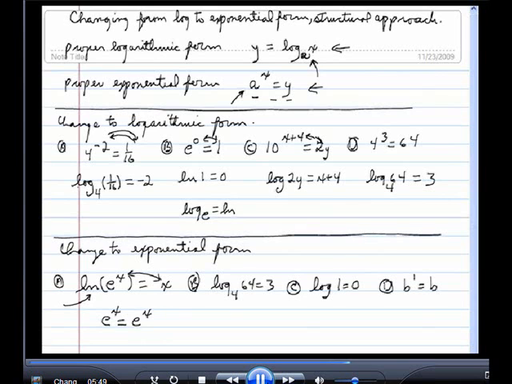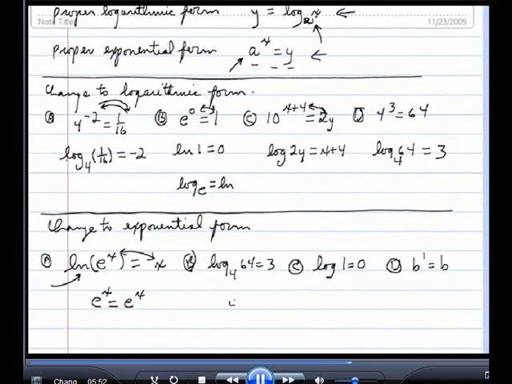Let's go on to the next one. This time the exponential base is 4. It'll be on the same line as the equal sign. The 3 and the 64 will change places. So the 64 will come over here. The 3 will take its place above the 4.